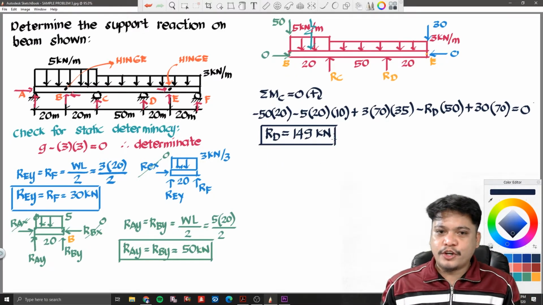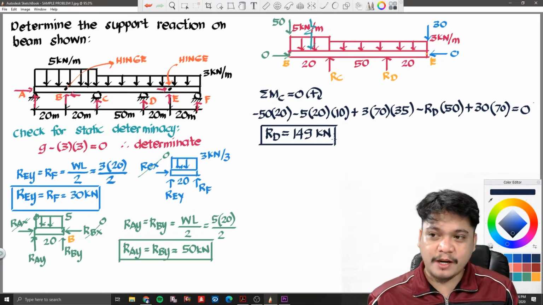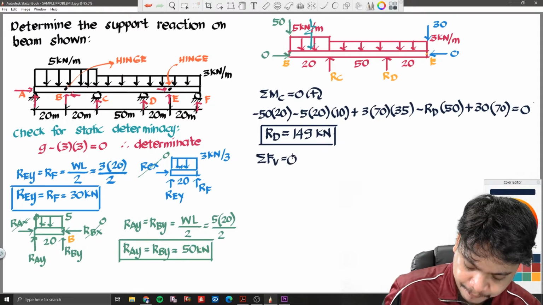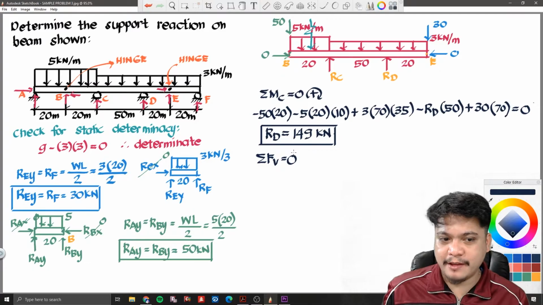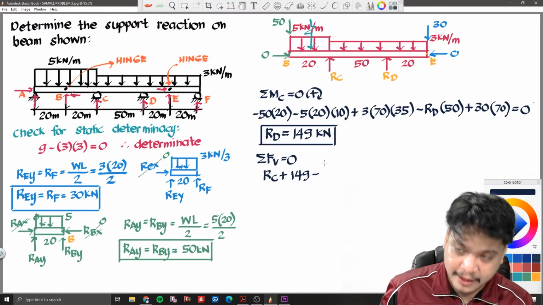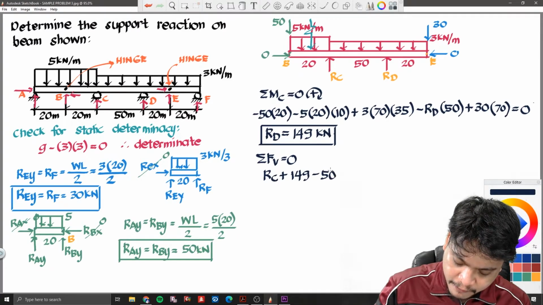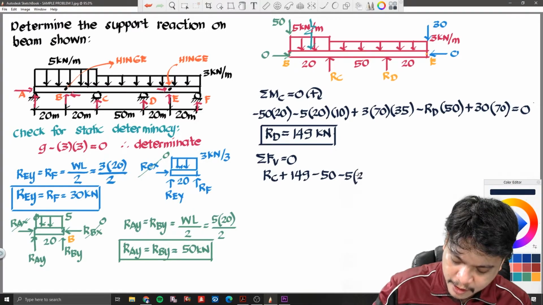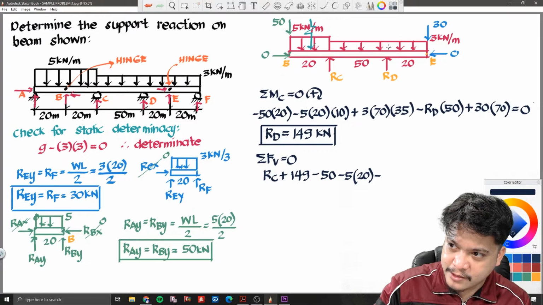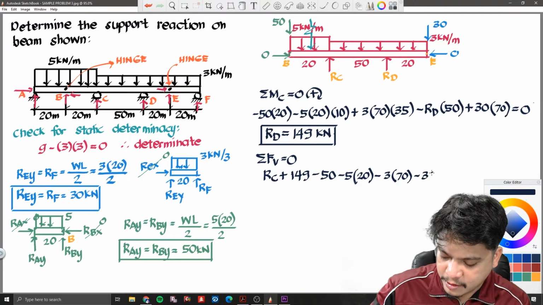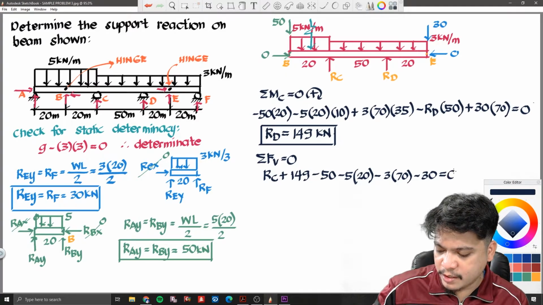Okay, so next pwede kang mag-moment naman at point D para makuha si RC, or you may just have it summation forces vertical. Pinakamadali. Okay, so we will have it lahat muna ng pataas na. So I will now have the RC. Okay, and then the RD as 149. And then lahat ng pababa. So, you will be having here negative 50 as the point load. And then, para dito, minus 5 multiplied it by 20. Okay, and the next, yung mahaba. So, 3 multiplied it by 70. And then, minus 30. Okay, so that would be equated to 0.